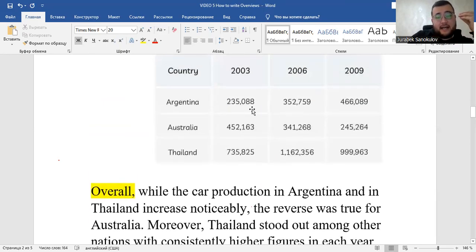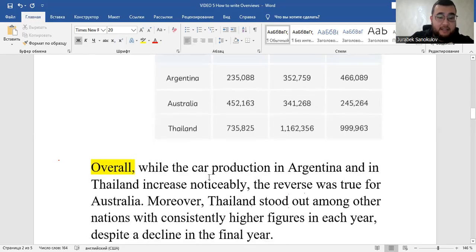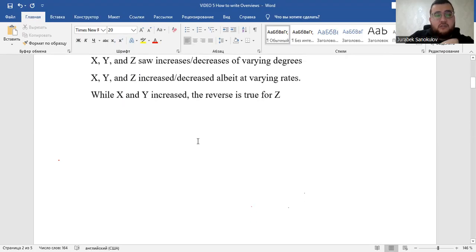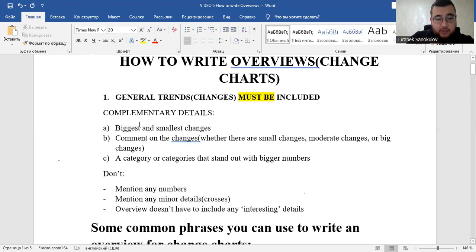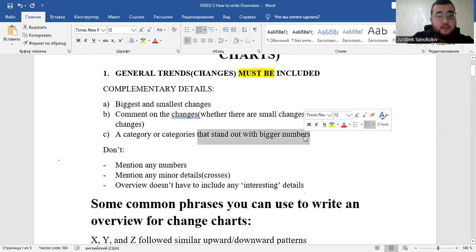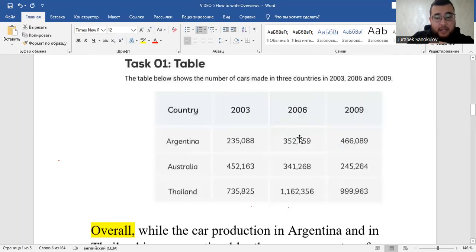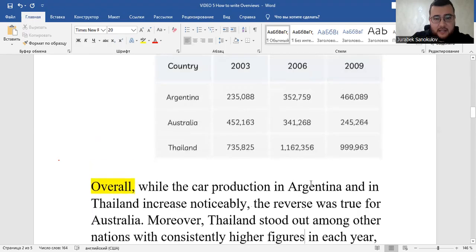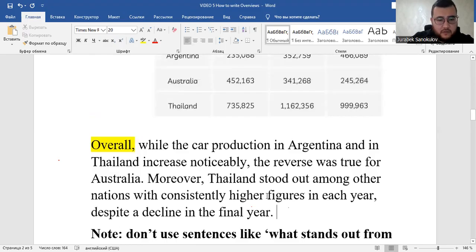What I did was I identified the general changes, which I said you must include in your overview, and I did include those in the overview. That's the general change. And then I also included one additional complementary detail. I mentioned a category that stands out with bigger numbers. So that's what you should do here. I guess that's a good overview.